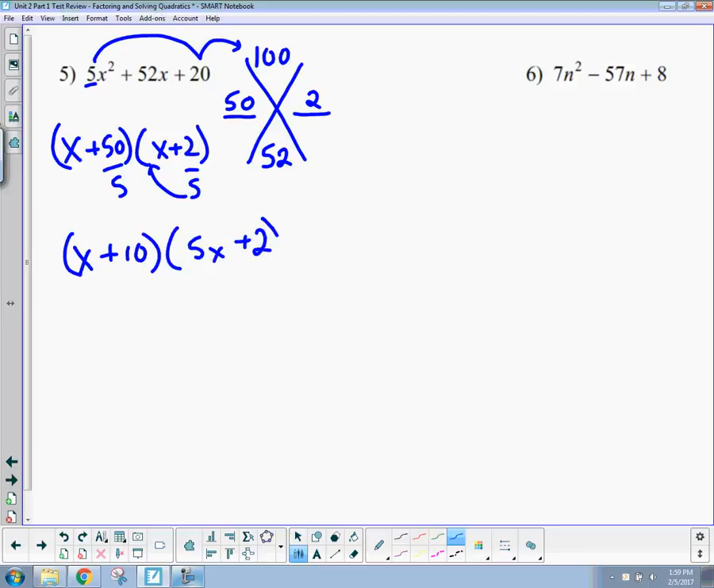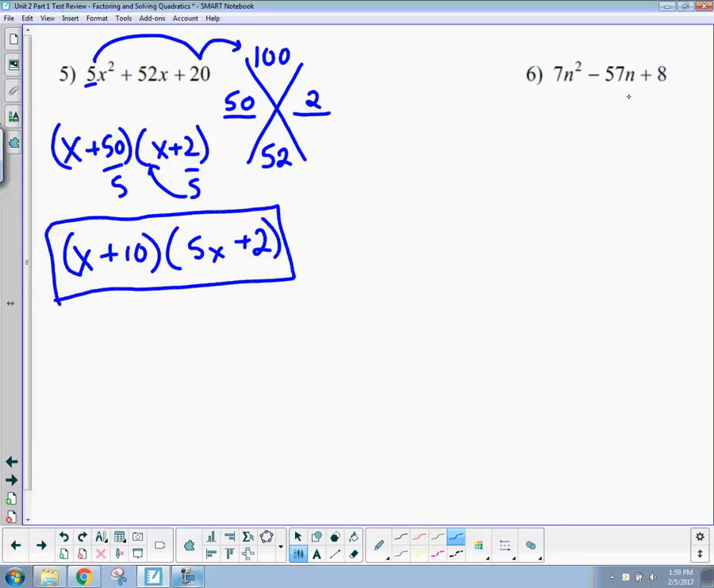Again, go back and multiply x, 5x squared. That's 50x, 2x, add them together, we get 52x. Then 10 times 2 is 20. So that's right. Also, we're just factoring, so we stop right here.